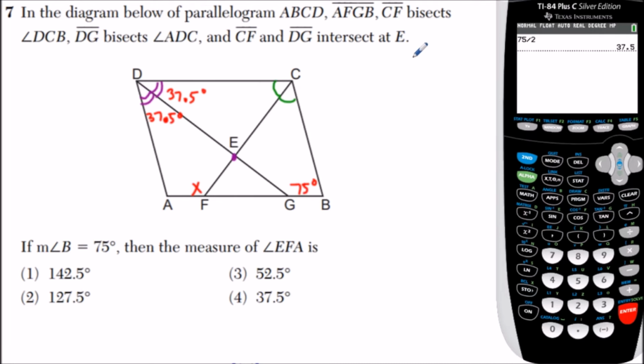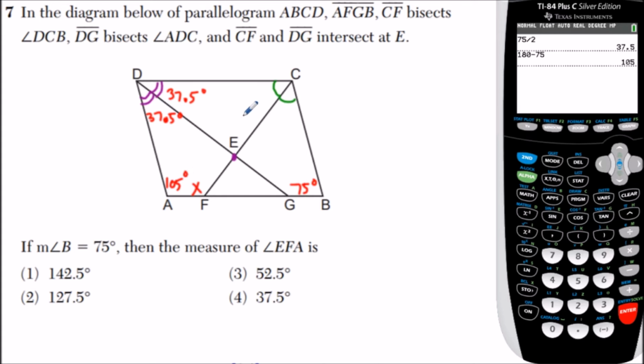The next thing you need to know is that consecutive angles are supplementary. So that means that angle A and angle B have to add up to 180. So to solve for A, we're just going to do 180 minus 75, which should be 105. So this angle down here is 105 degrees.